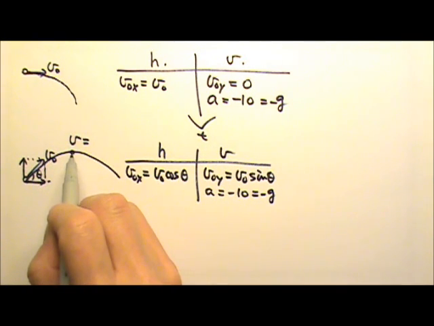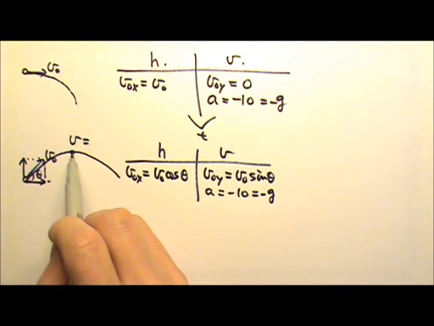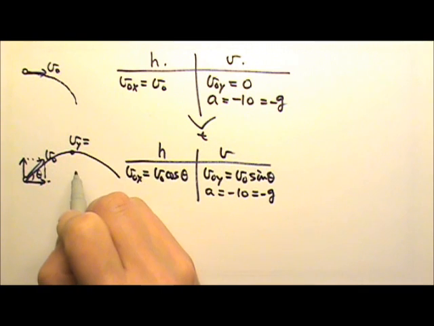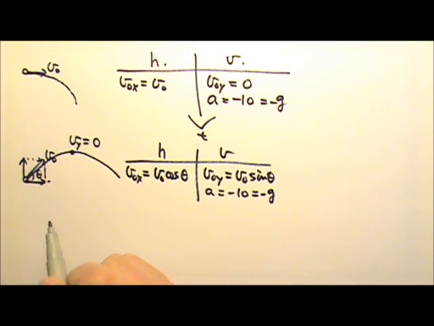At the maximum height, it is a turning point for the vertical direction, because before the maximum height, the object is going up. After the maximum height, the object is going down. So at the maximum height, the y component of the velocity is 0.